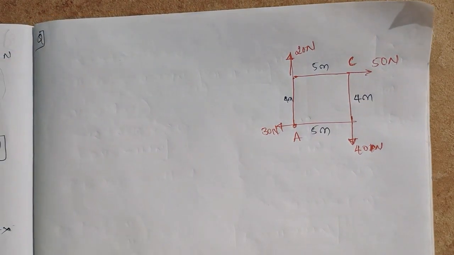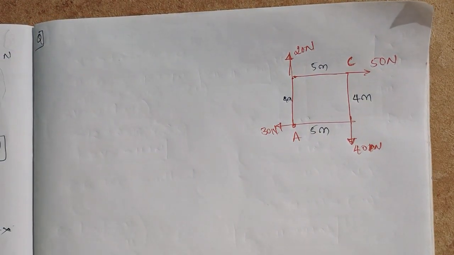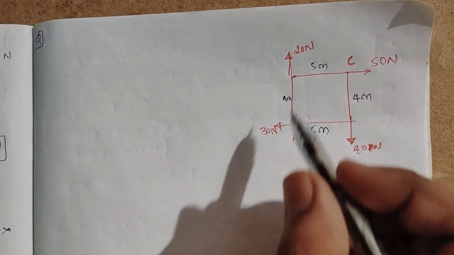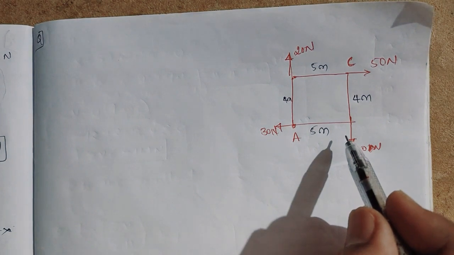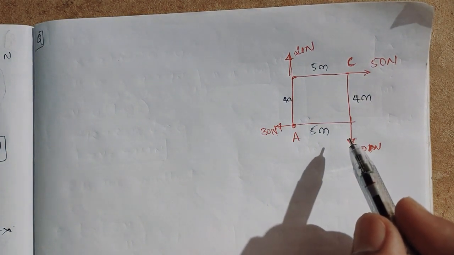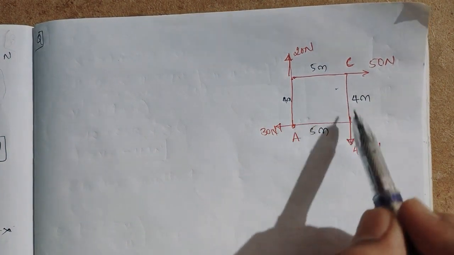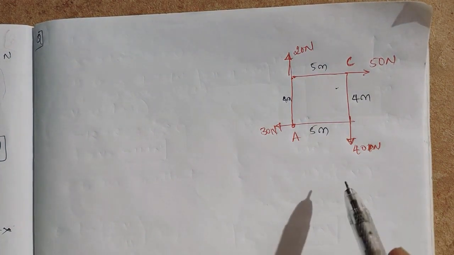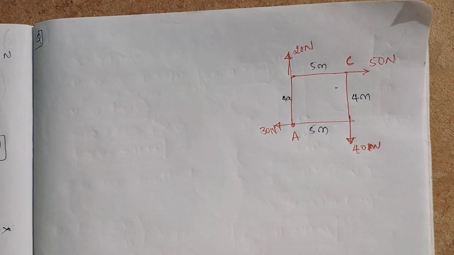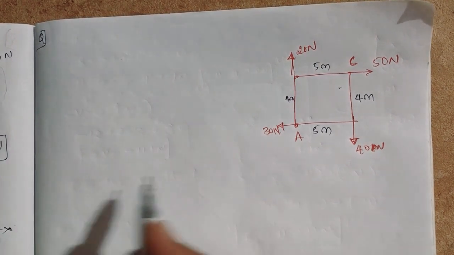So what we have to do first? So how will be the question? Reduce the given system of forces to a single resultant force and locate the resultant from point A. We have to reduce this system of force into a resultant R, and we have to locate the resultant from the point A.